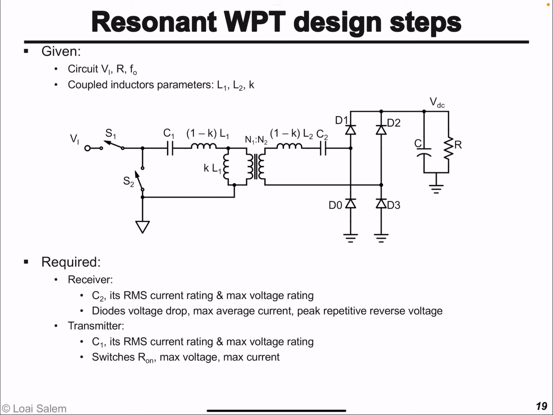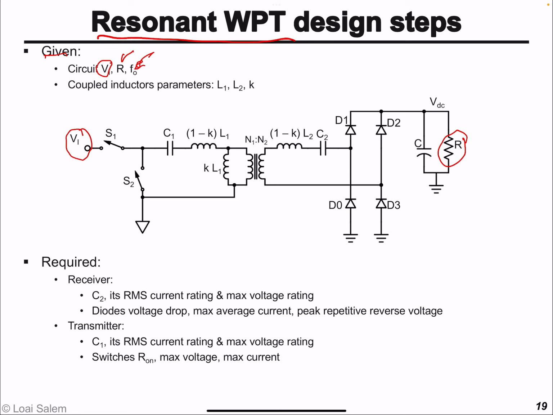Now let's consider the steps for designing a resonant wireless power transfer system. What will be given to us is basically the DC voltage of the transmitter side that's available, the DC load resistance that this wireless power transfer system is used to power, and the resonant frequency. And typically it's 6.78 megahertz for a resonant wireless power transfer system.